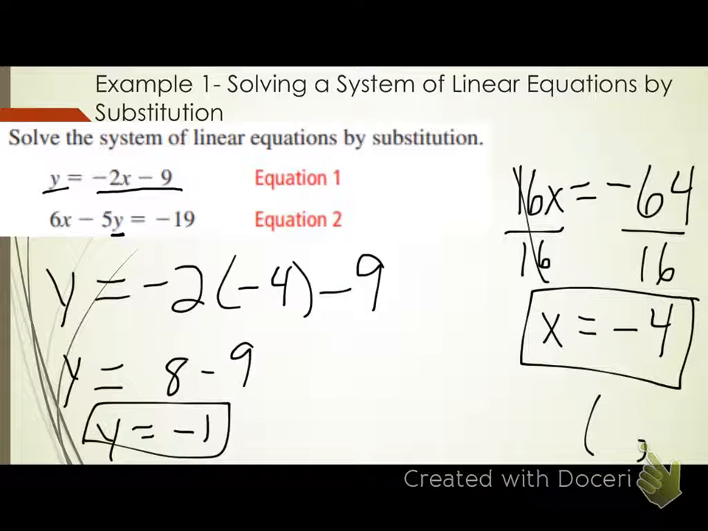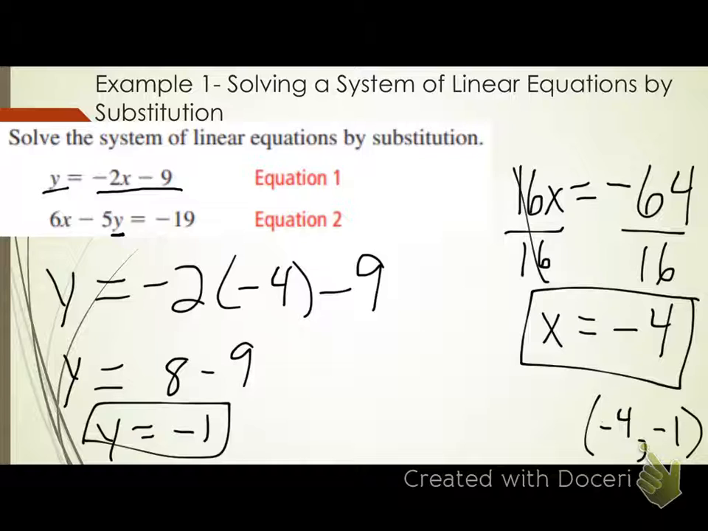So what would it be? What comma what? Negative 4 comma negative 1. If you put negative 1 comma negative 4, is that correct? No. X and y are not interchangeable. Those would be two different ordered pairs. You have to get the order correct. Everyone good with that?